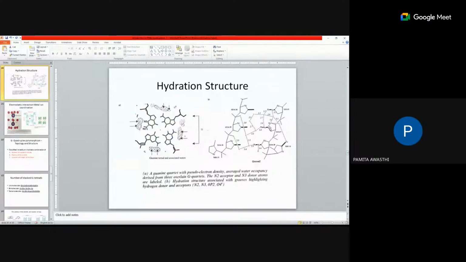Network of ordered water molecules highlighting the interaction of water with the N2, N3 as well as the O4 base sugar atoms to external phosphate oxygen, specifically in the X-ray or NMR structure of the human telomeric crystal structure. So this structure has been taken from there. So a network of water has been observed, which further stabilizes the structure of G quadruplexes.